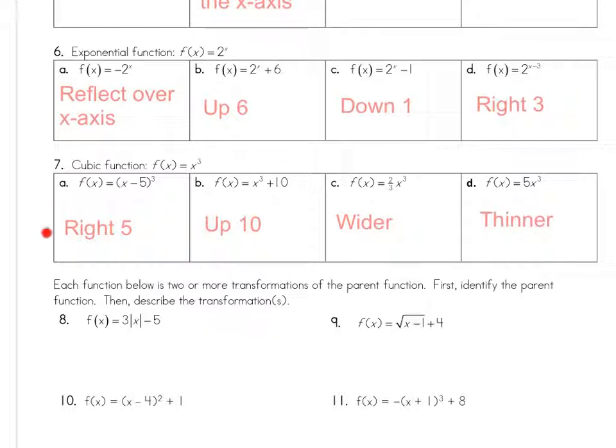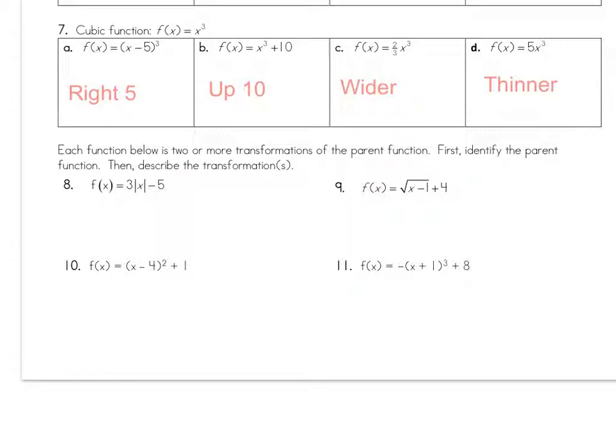So A, we moved right 5, B, up 10, C, we made it wider because of that fraction that was smaller than 1, and D was made thinner because of this whole number here. Moving on to wrap up the lesson, we have 4 more questions, and the directions tell us that each function is 2 or more transformations of the parent function. So in questions 1 through 7, it was only 1 transformation. So what we first need to do is identify the parent function and then describe the transformations.